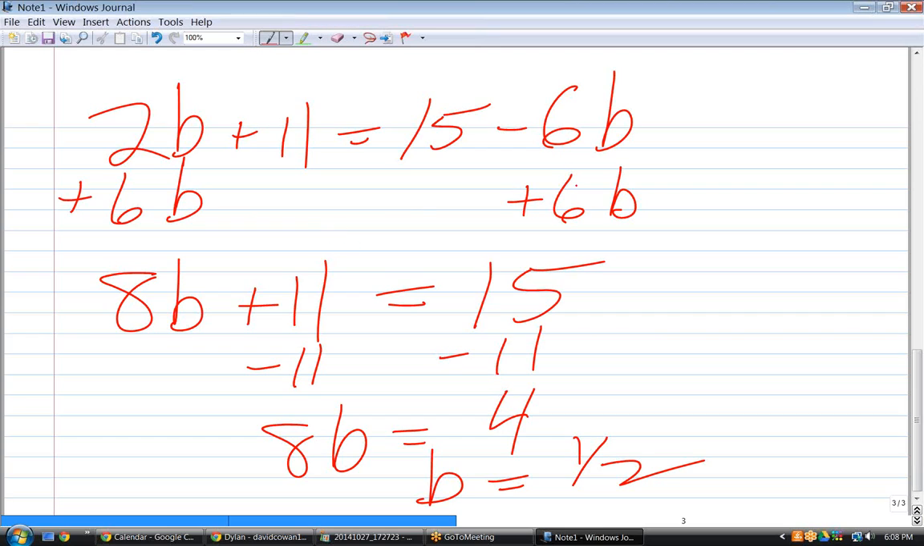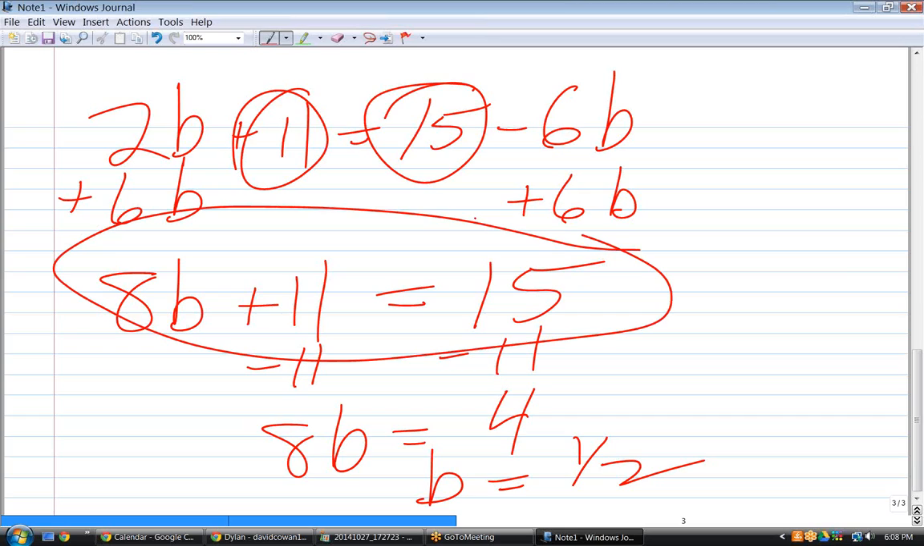And notice, not only would you have had a negative 8b on the right, but then when you move the 15 over to the left, you would have had a negative 4 there. So you would have had negatives on both sides. Instead, the way we did it here, we have positives on both sides.